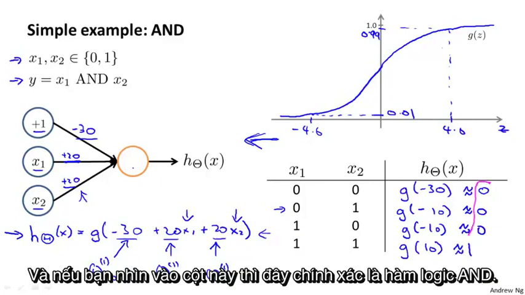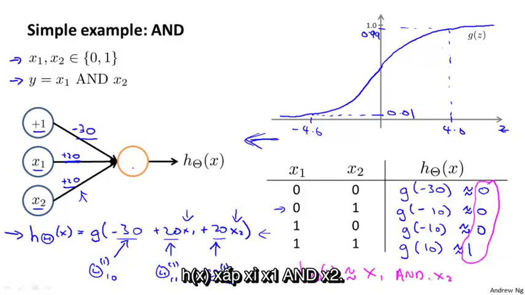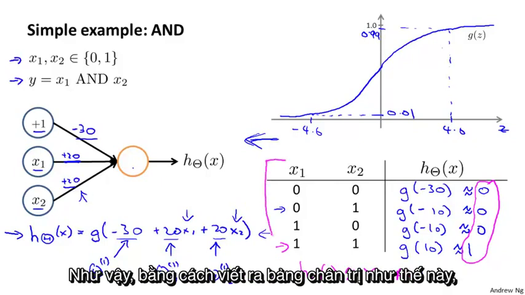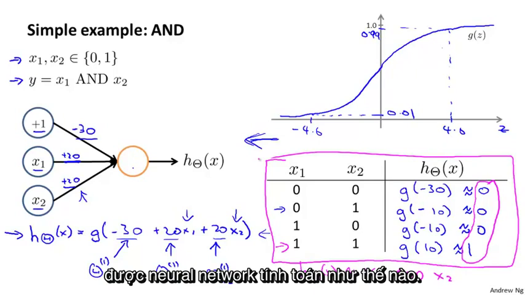And if you look in this column, this is exactly the logical AND function. So this is computing h of x approximately equal to x1 AND x2. In other words, it outputs 1 if and only if x1 and x2 are both equal to 1. So by writing out our little truth table like this, we managed to figure out the logical function that our little neural network computes.